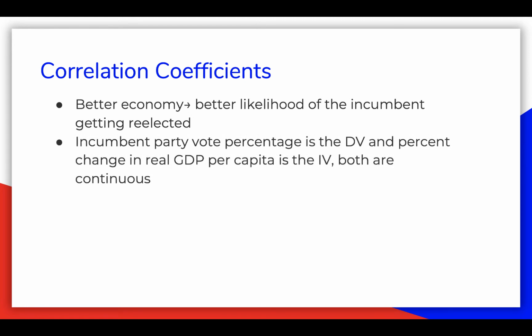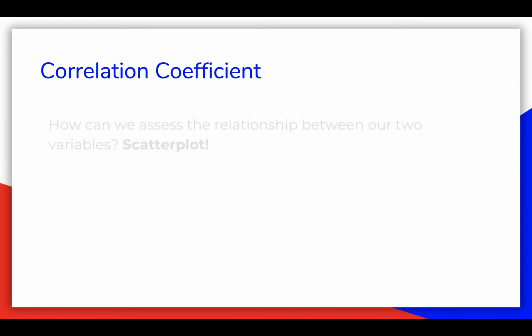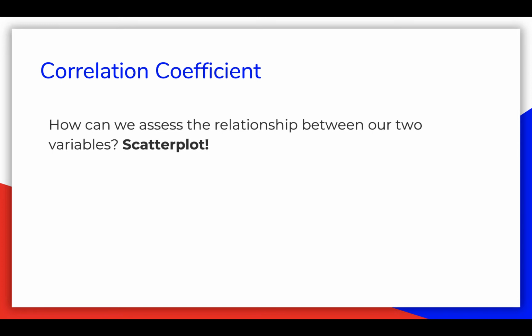So in this case, we are going to be talking about the incumbent party vote percentage or vote share as the dependent variable, and percentage change in real GDP. And GDP here is a measure of the economy, right? Gross domestic product. And that is the independent variable. Both of these are continuous. And we are going to be looking at them. So how can we assess the relationship between those two, between incumbent party vote share and gross domestic product?